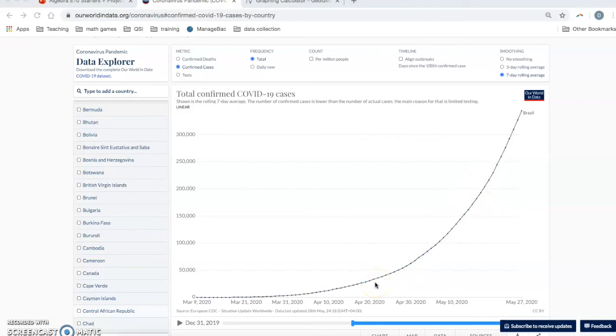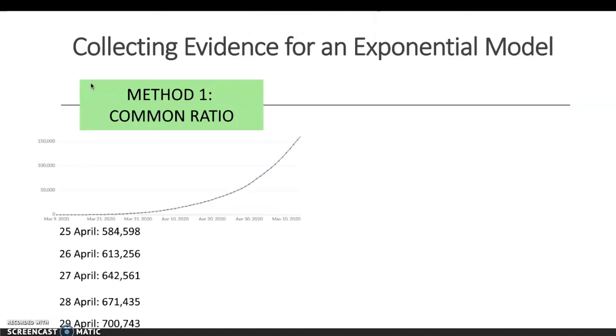Because we're trying to model this as an exponential function, and if we want to collect evidence for why it might be an exponential function, we need to take those days one day at a time and see if we can find a common ratio. See if we can find some kind of growth rate. So I've collected some data for some days in April, around this curved part here where I suspected that it's an exponential growth situation. And I just took these numbers straight off the graph.